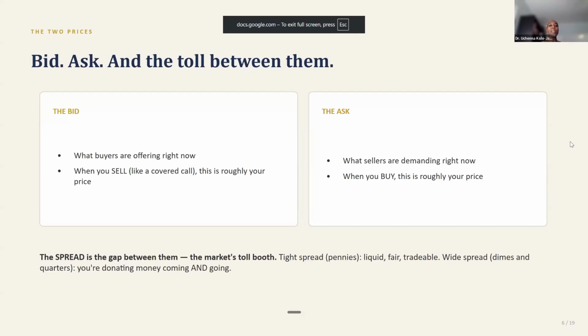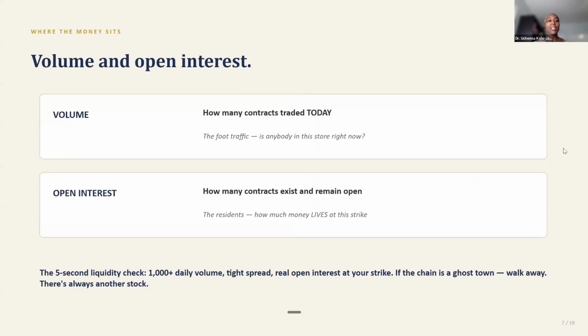Okay, so we talked about the bid and we talked about the ask. Volume and open interest. Volume: how many contracts are traded today? Open interest: how many contracts exist and remain open? Okay, so the 5 second liquidity check. 1,000 plus volume is a tight spread. What does that mean? It means the ability to get in and out of your contracts easily.